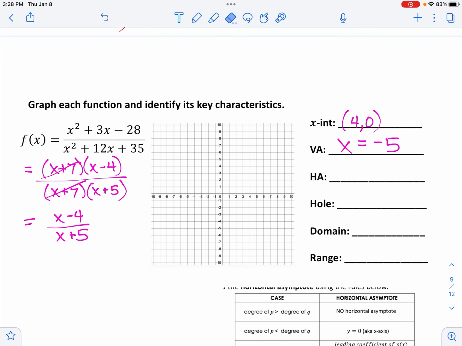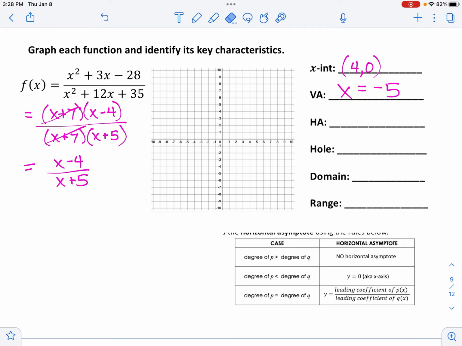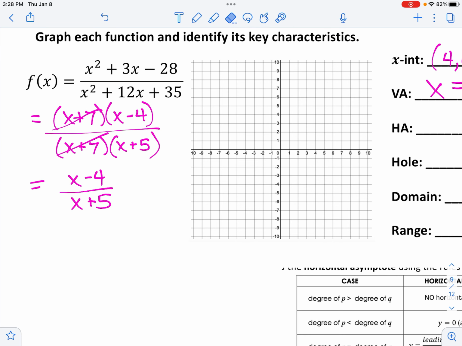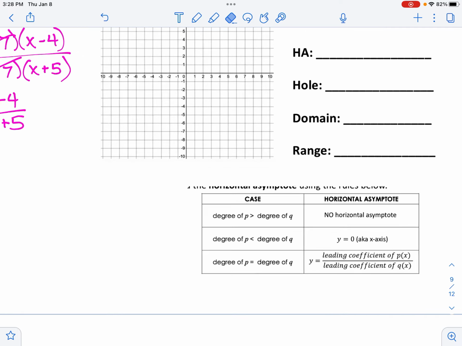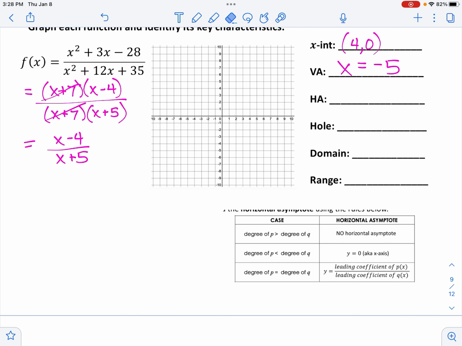All right, now I need to do my horizontal asymptote. Now, the degree of both of these is the same. You'll notice that you can look at either one, the original one or this one that you've simplified. The degree is the same. They're both 1 here and 1 here on the bottom. So then I go back to this and I look at what is my leading coefficient of P and leading coefficient of Q. So that's going to be 1 over 1, which is 1. So my horizontal asymptote is at 1.